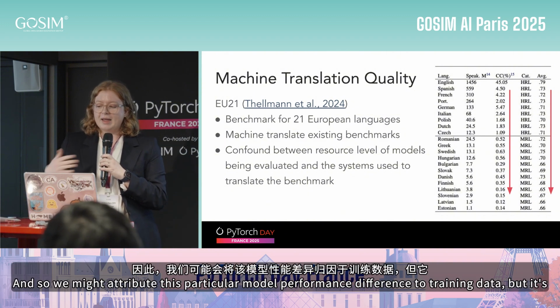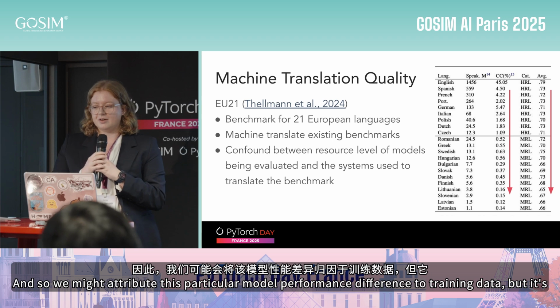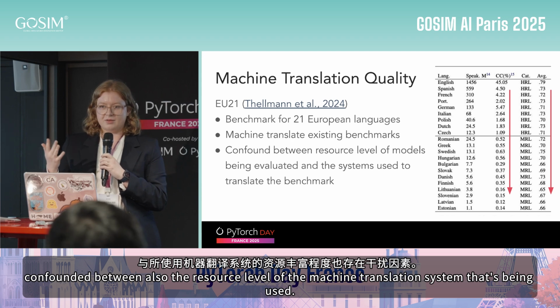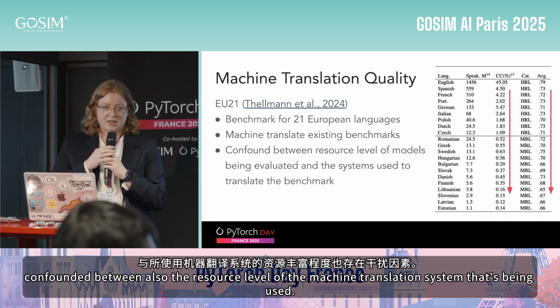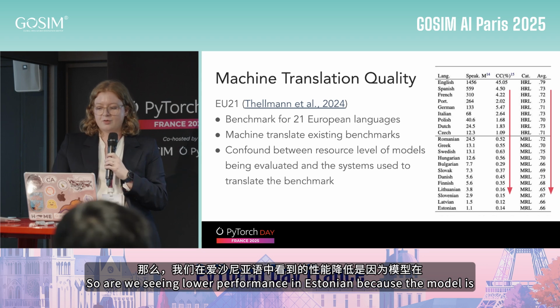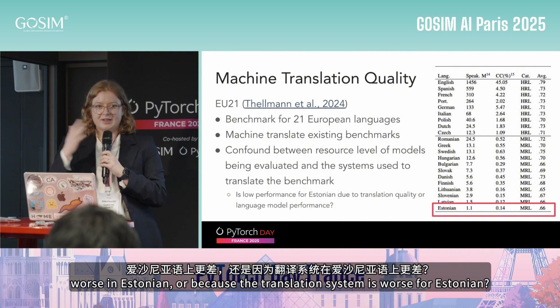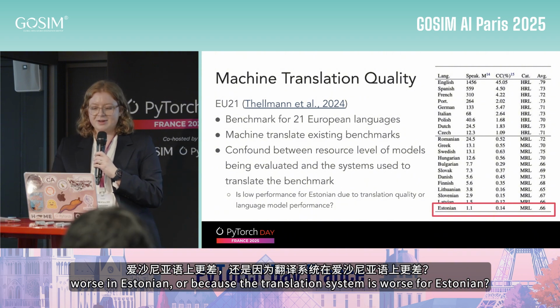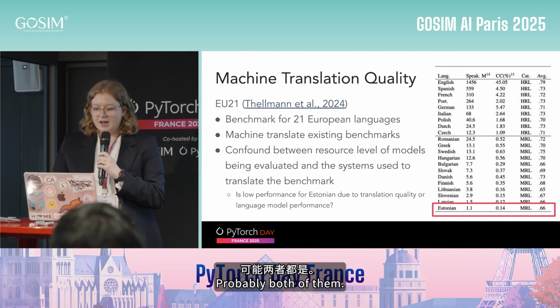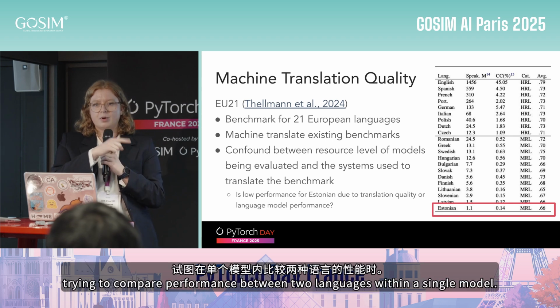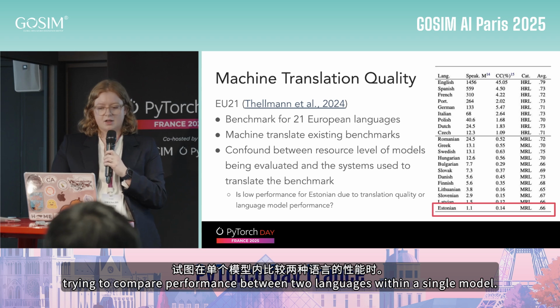And so we might attribute this particular model performance difference to training data, but it's confounded with the resource level of the machine translation system that's being used. So are we seeing lower performance in Estonian because the model is worse in Estonian, or because the translation system is worse for Estonian? Probably both of them. But this is really a problem, especially when we're trying to compare performance between two languages within a single model.